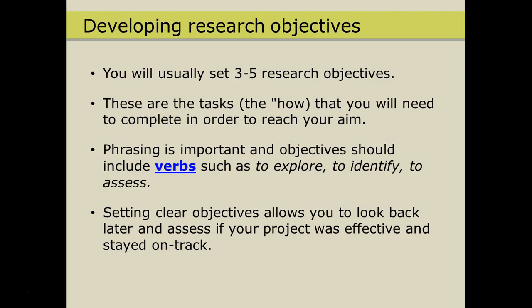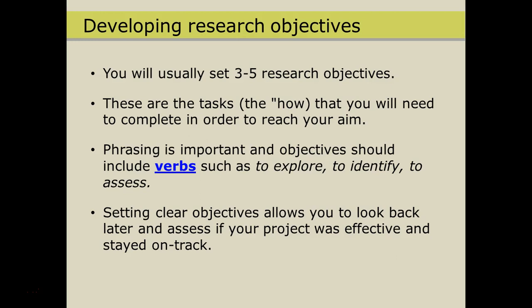Now, you will usually have 3 to 5 research objectives. I think for a project your size with 3,000 words, you probably want to be closer to 3, just so that you're quite focused, you're not spreading yourself too thin, giving yourself 5, 6 tasks to complete. Really, you want to be focusing on 3 at a push 4. So these tasks are the how of your research. Actually, in practical terms, how are you going to go about running this project? How are you going to collect your data?